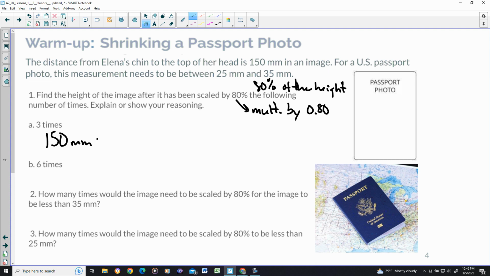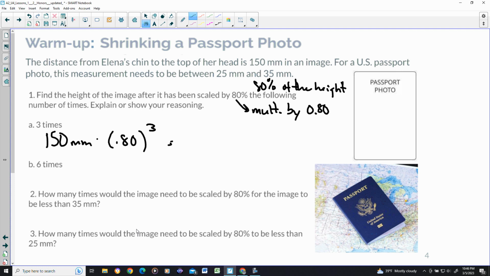And we are going to multiply it times 0.80, but we're going to do that 3 times. Instead of multiplying it 3 times, we're going to use an exponent. So it'll be 0.80 to the third power, and then I just have to go ahead and calculate that. So as far as calculations goes, I'm just going to pull out a calculator here.